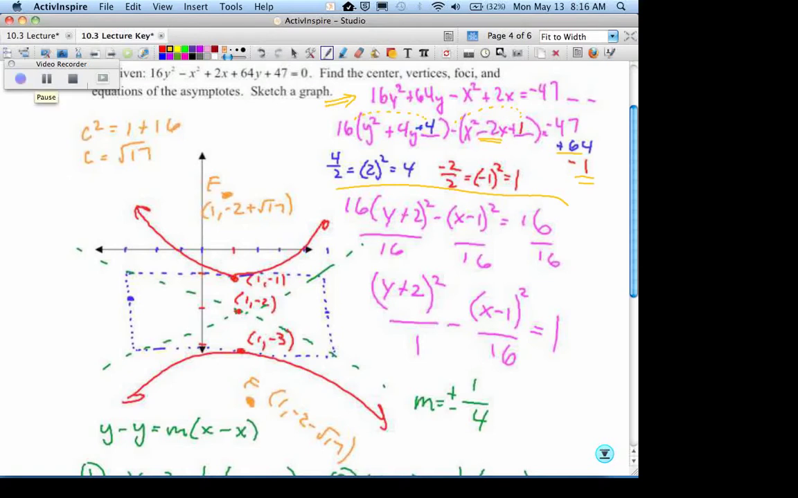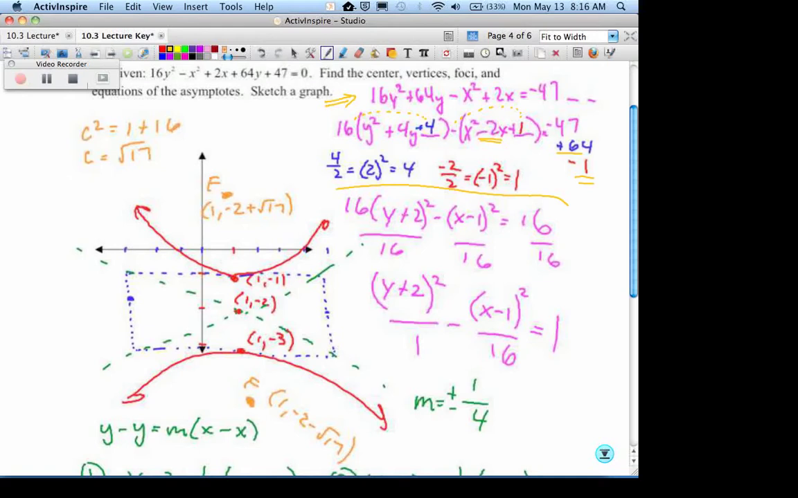Okay, so the center's at 1, -2. Now, here's where students get a little confused again, because of the size of the denominators. It has nothing to do with which one's larger. So this, you're still going to your y value first. So you're going up 1, down 1 from center to get to the vertices. That's what you're doing first. Go to your vertices first.